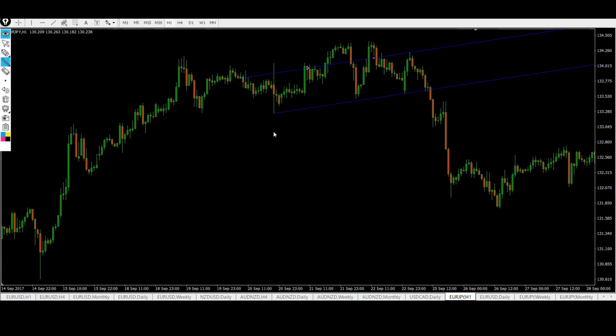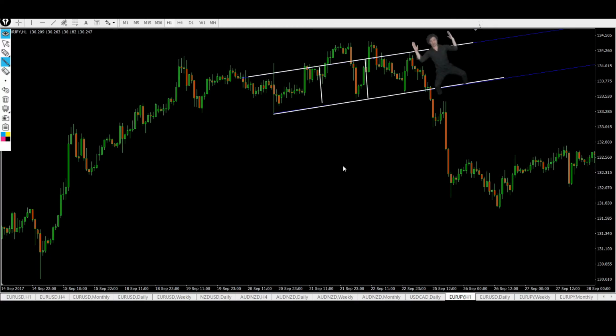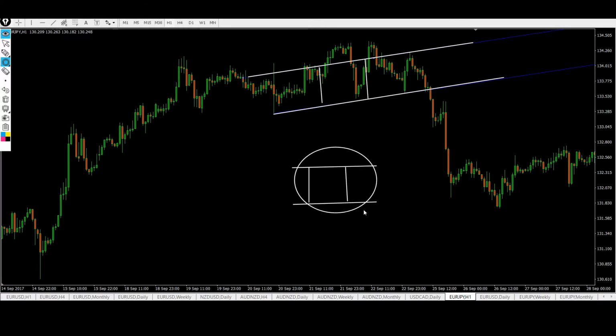Okay, so first of all, let's understand there's 2 necklines to a H&S pattern. So the bottom neckline being here, and the top neckline being up here. These 2 necklines must be parallel. Now parallel means if there's 2 lines like this, there must be an equal distance between the 2 lines. So in this case, these 2 lines are parallel. Now if the lines were like this, well, these lines are not parallel because there's not an equal distance between them.